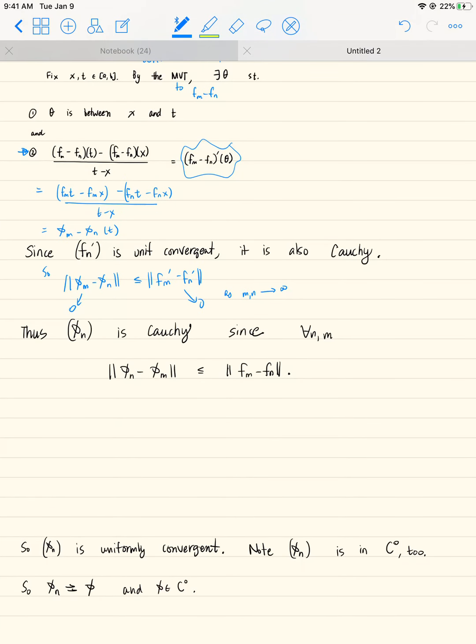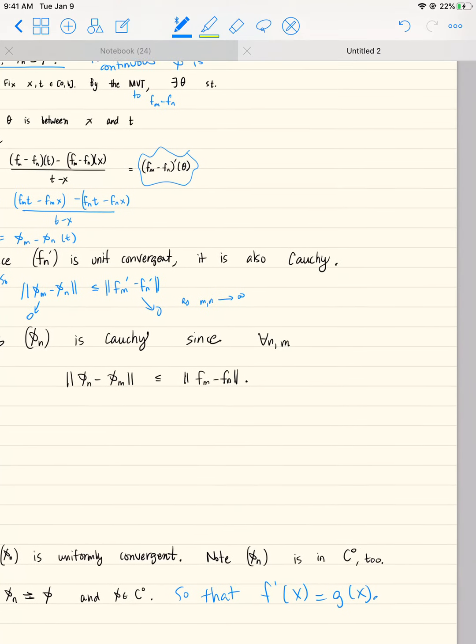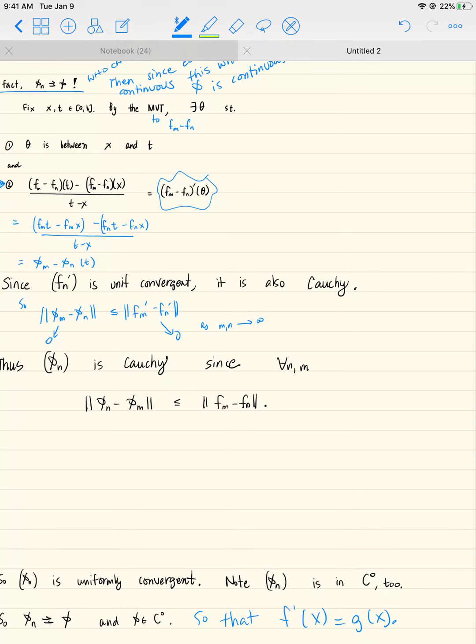So just to cap it off, as we were saying before, our phi sub n is uniformly convergent. And since each phi sub n is continuous, the phi sub n's will converge uniformly to phi, and phi is in C naught, so that f prime of x is equal to g of x. Okay. And that's it for now.